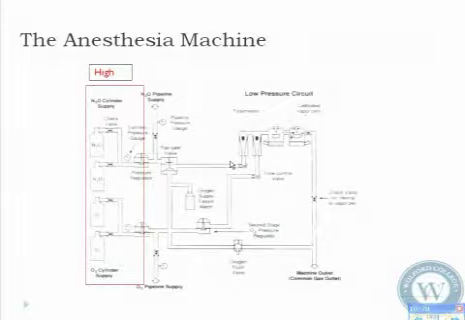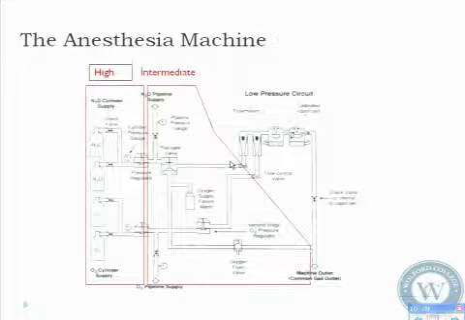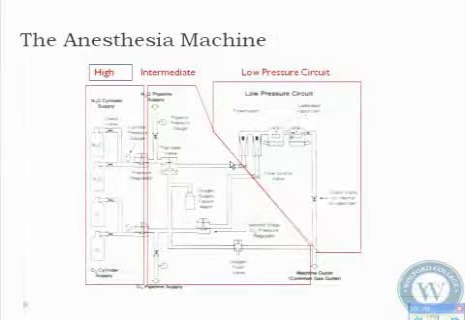Here I've just divided the three systems: a high pressure, an intermediate pressure, and a low pressure system. The high pressure, as I said before, is your cylinders, before they get to your first pressure regulator. The intermediate is where you have reduced pressure from your cylinder, which is going to be around 50. From that 50, it's reduced further down to 24 and 16, and that's your low pressure, which is what could actually be delivered to the patient.